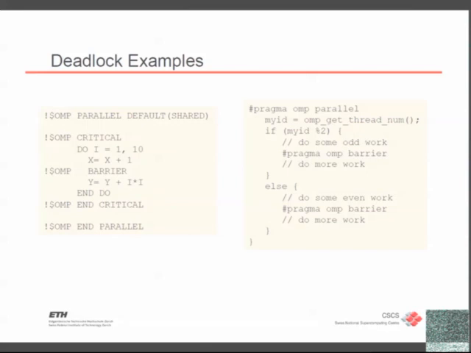So if I look at the example on your left side, the one with critical, do you see the problem? Is it obvious to most of you what is going to be the problem there? Can anyone say something? What is the problem here? Why would we get into deadlock?